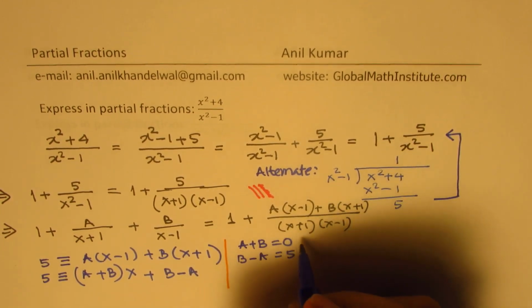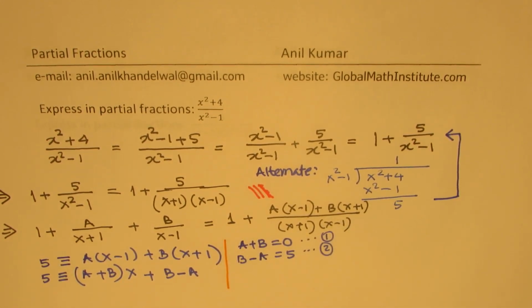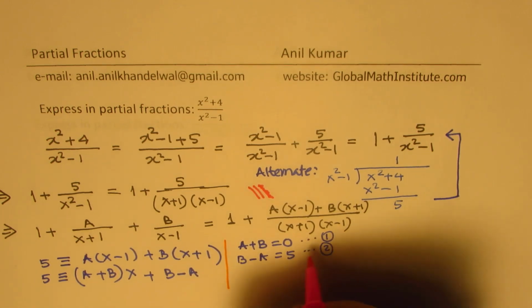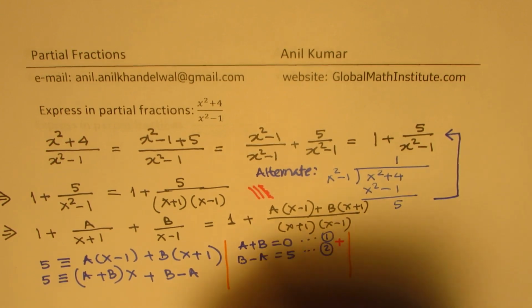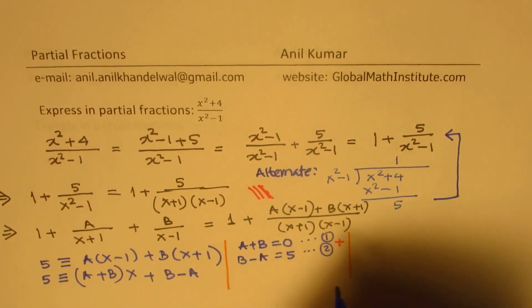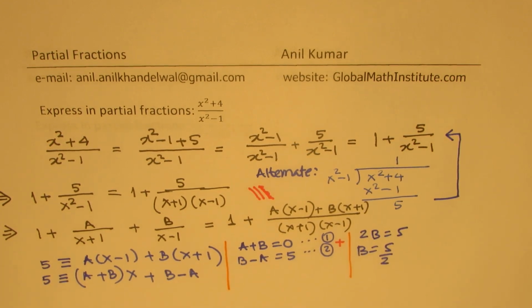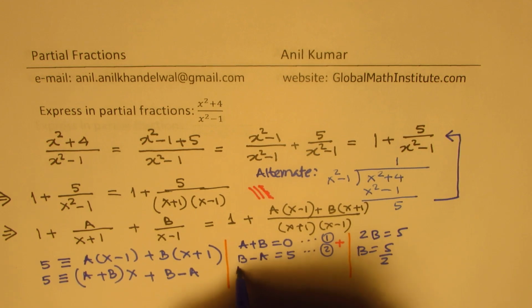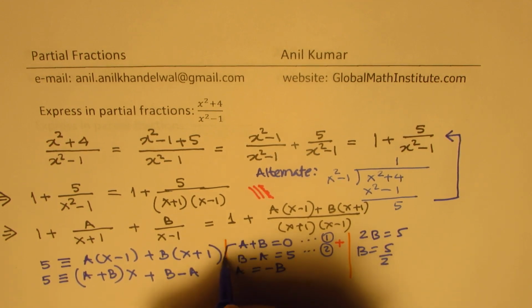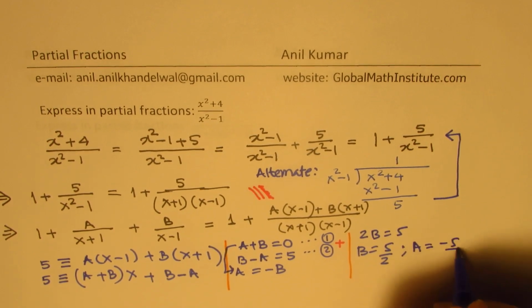Let's call these our equation number 1 and 2. If you add them, then what do you get? If you add these two equations, what you get is a's cancel, 2b equals 5, or b equals 5 over 2. Clear? Now from here we know that a is minus b, right? a equals minus b. So we get here a equals minus 5 over 2.